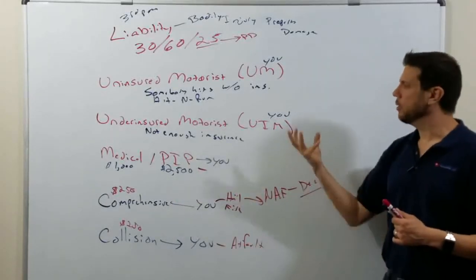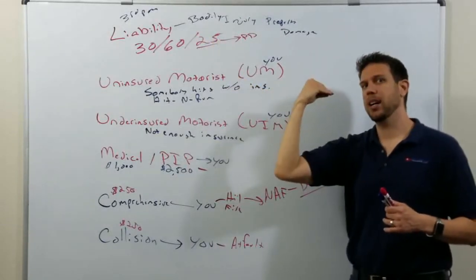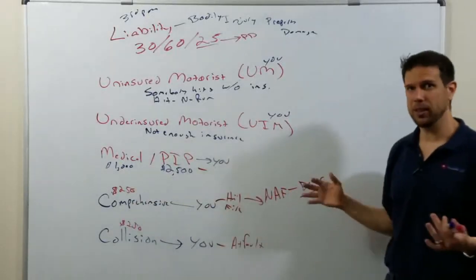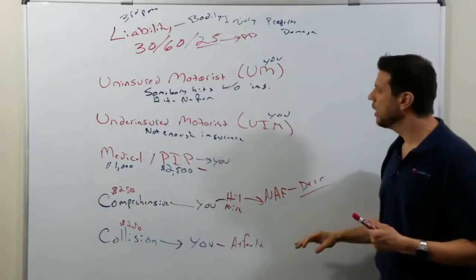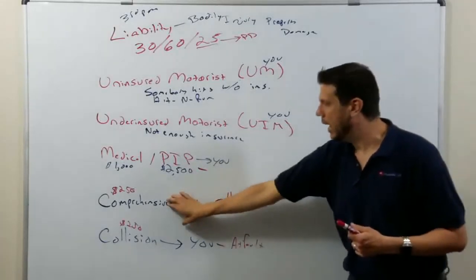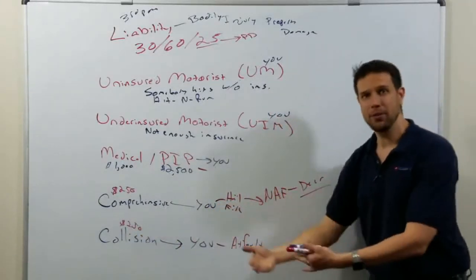Now let's say a rock comes off of a dump truck and puts a crack in your windshield. That's comprehensive. It's not your fault that a rock hit your windshield. So comprehensive fixes your car if you're not at fault. Collision fixes your car if you're at fault.